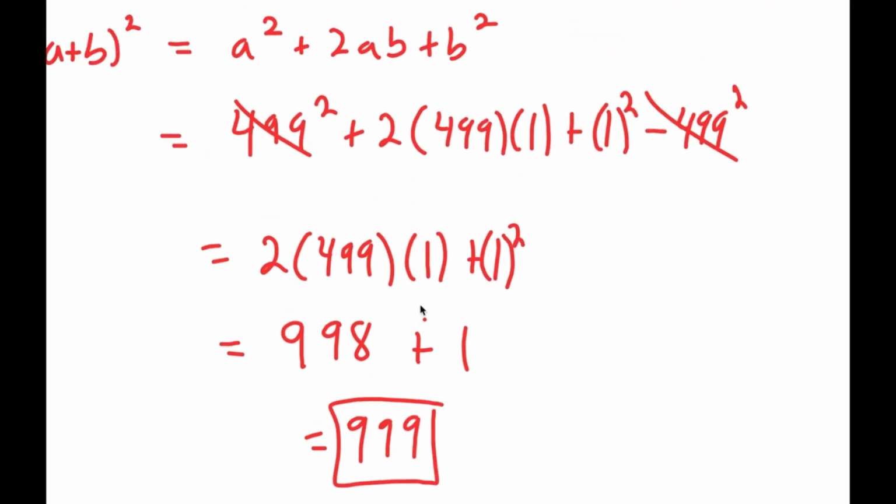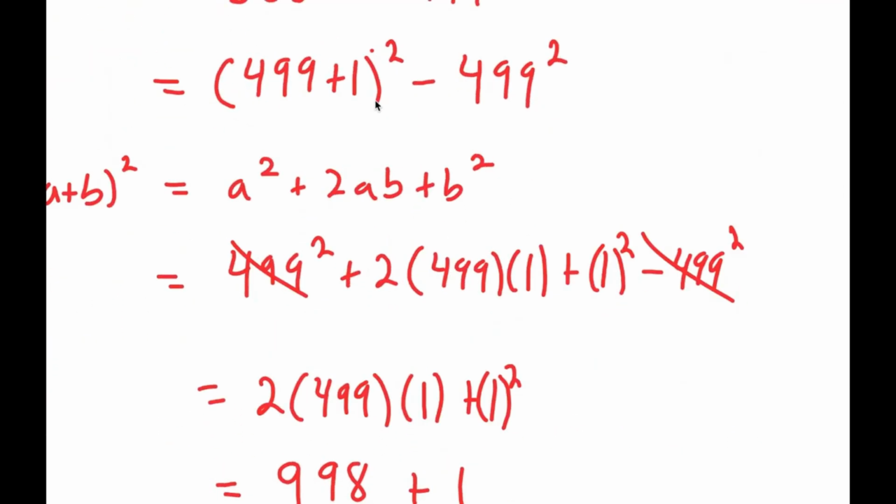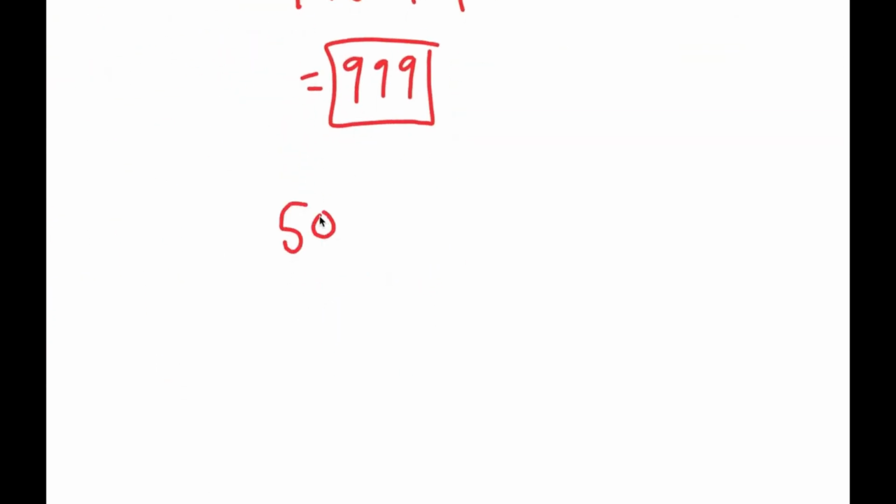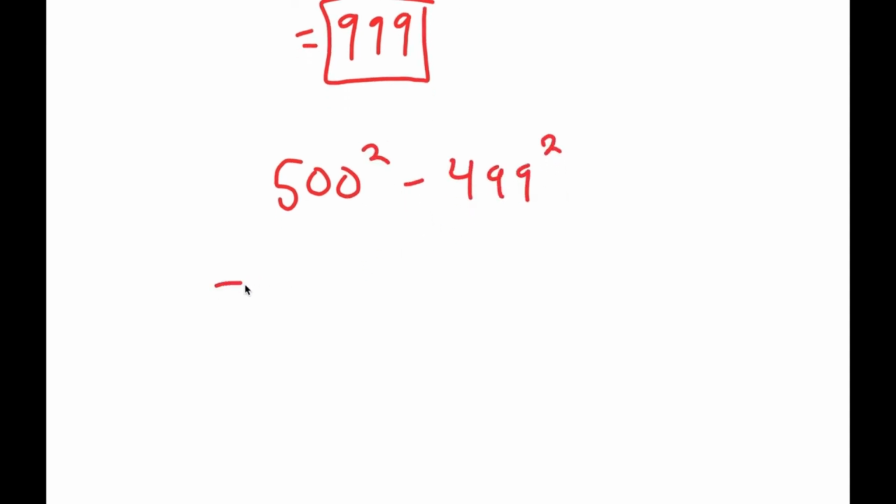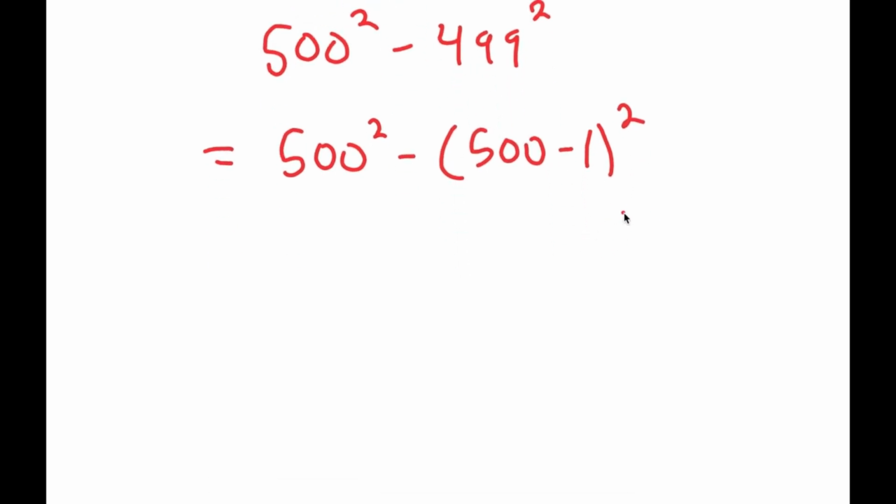Now I actually have another method of solving this. So I have 500 squared minus 499 squared. And this time, I'm going to rewrite this as 500 squared minus 500 minus 1 squared.